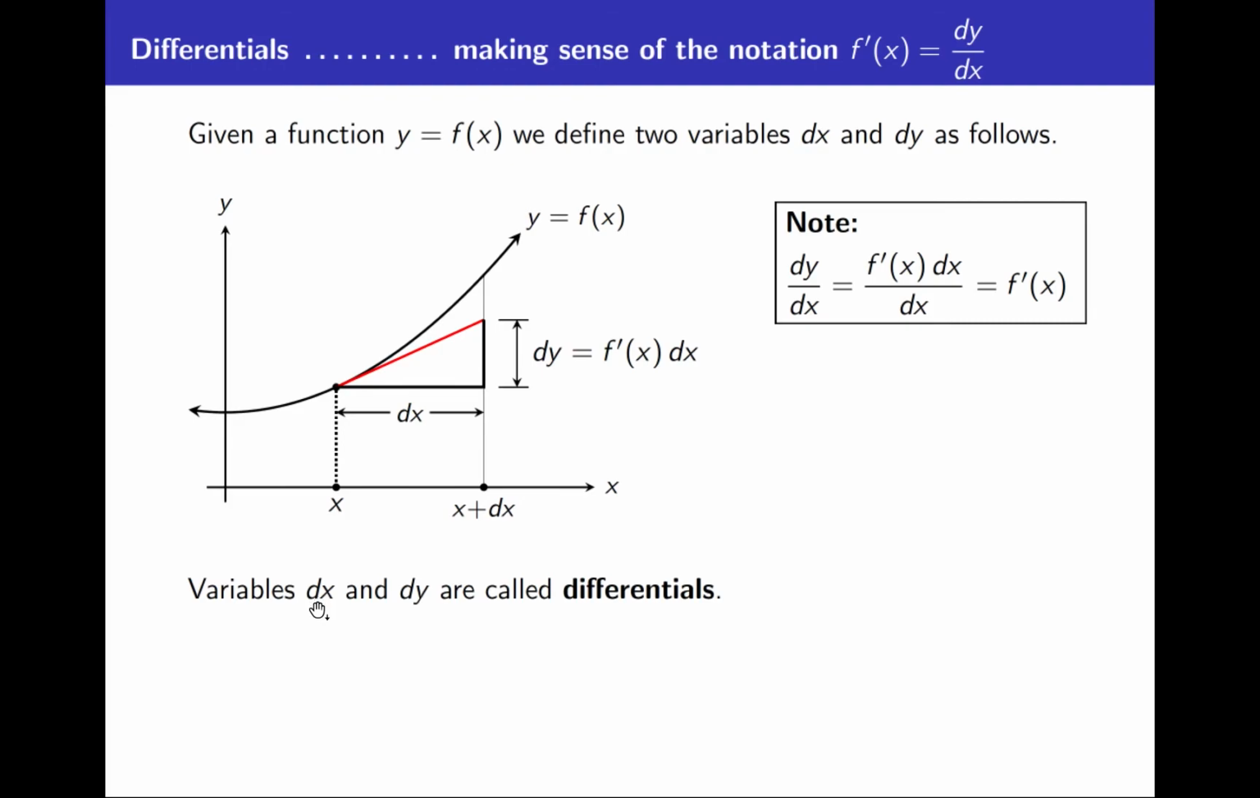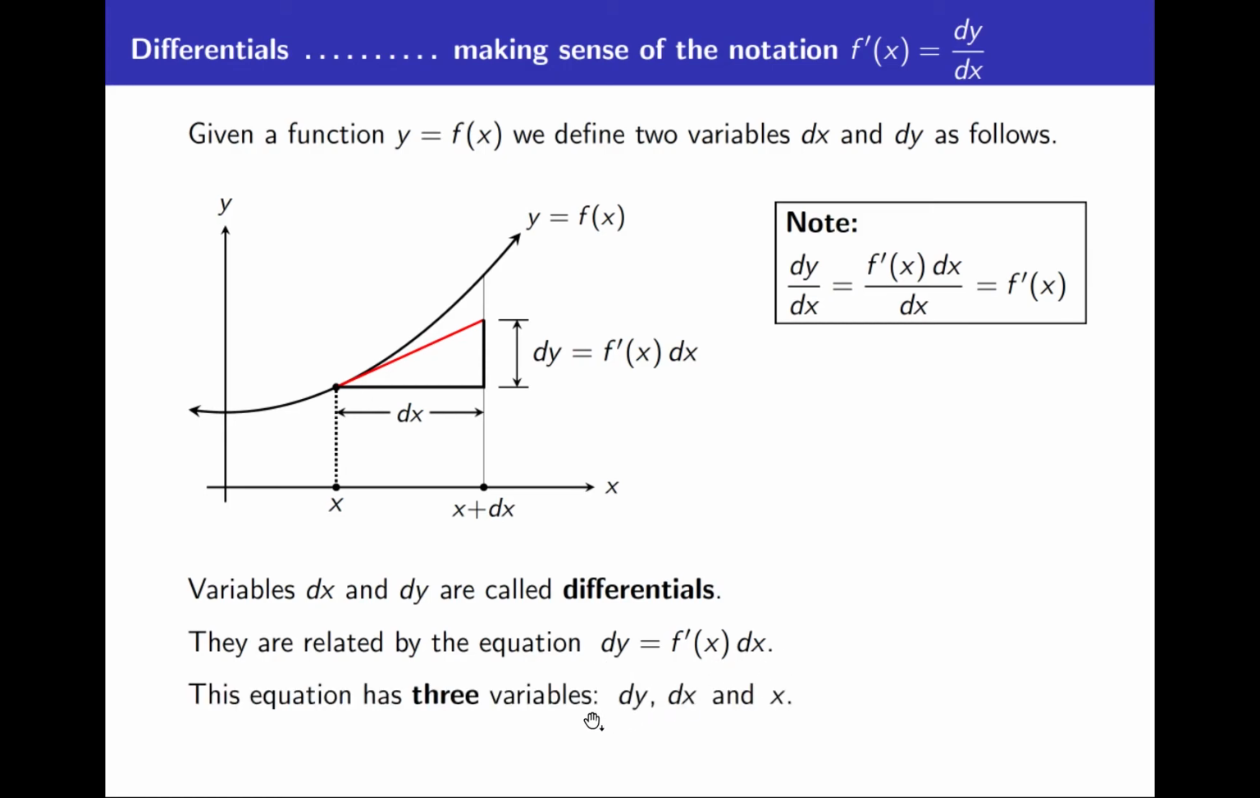These variables, dx and dy, as defined here, are called differentials. They are related by the equation, the differential dy equals f prime of x times the differential dx from this picture. Now, notice in this equation, dy equals f prime of x dx, there are actually three variables. There's a dy, there's a dx, and also there's an x right here. It's a three-variable equation. So there's a lot going on there.